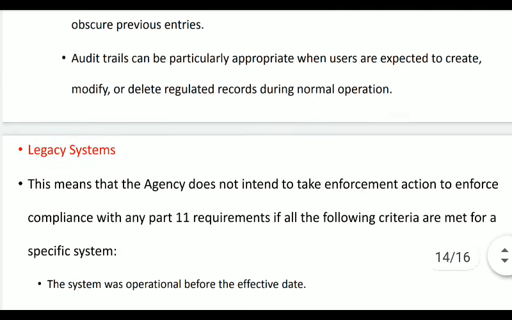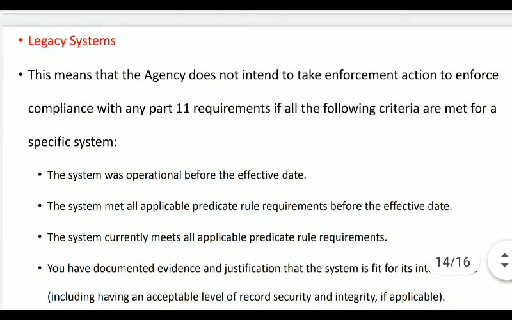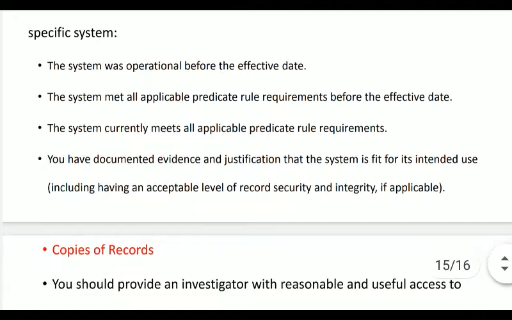Audit trails can be particularly appropriate when users are expected to create, modify or delete regulated records during normal operation. What happens in normal operation is that sometimes we have to delete or modify LIMS raw data. The moment we try to delete or modify that particular data, that is LIMS raw data, we must make proper documentation of what was the need for doing that, why we are doing that and who had done that. This kind of information we have to maintain, and that is why audit trail is very important.